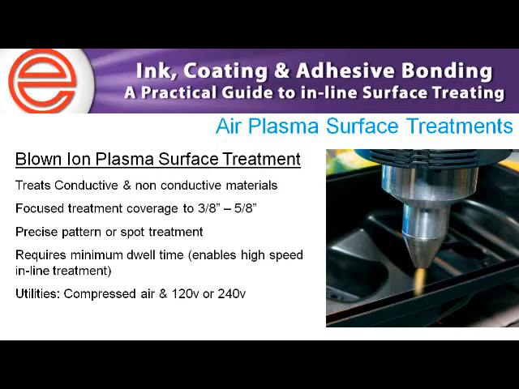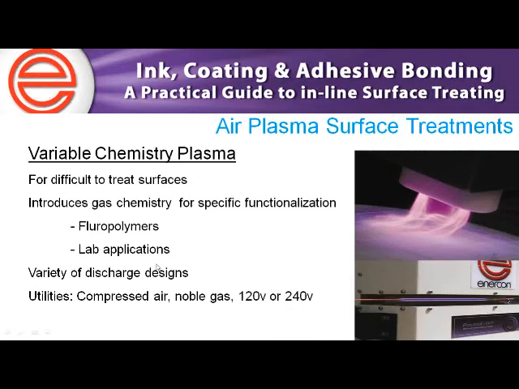But the nice part is you can also integrate this on a robot. It can be used for a lot of contoured products that have a very specific glue or print path involved in the process. And another very nice feature of the blown ion plasma system is that it can treat at a fairly high line speed. Typically, you're looking at speeds of 50 feet per minute or up from there, depending on the application we're working with. Its utilities are also 120 or 240 volt electrical, but it also uses compressed air to create that very high velocity discharge that you see coming out of the head.